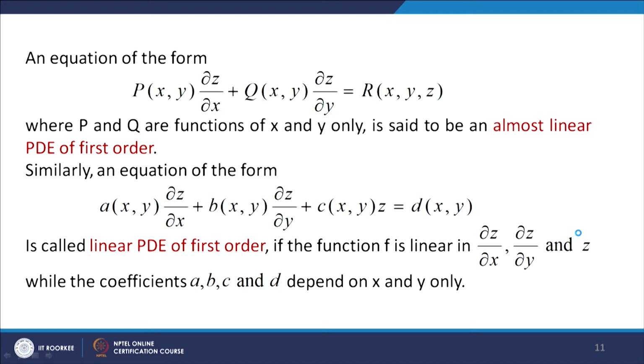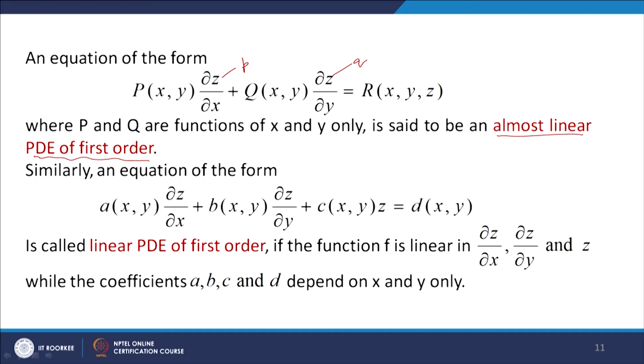Now if the coefficient of p and the coefficient of q are independent of z, they only depend on the independent variables x and y. So the coefficient of p is a function of x, y only, the coefficient of q is a function of x, y only, while this term which is free from p and q is a function of x, y and z, then such an equation is called an almost linear partial differential equation of first order.